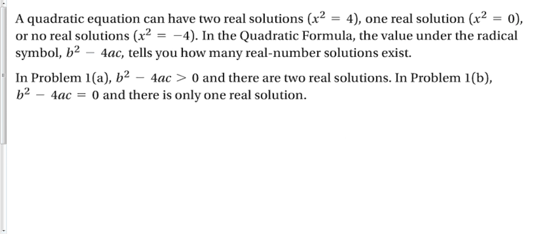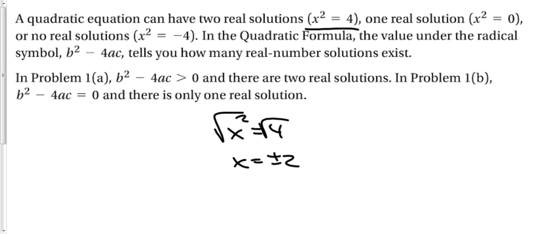Okay? Next, we have a couple different situations here. A quadratic equation, if you think about what it looks like, okay, we'll get to the picture in a minute, but it can have 2 solutions, like x squared is equal to 4. When I take the square root of both of those, I get x is equal to plus or minus 2. That's 2 solutions. 1 solution, when x squared is equal to 0, take the square root of both sides.